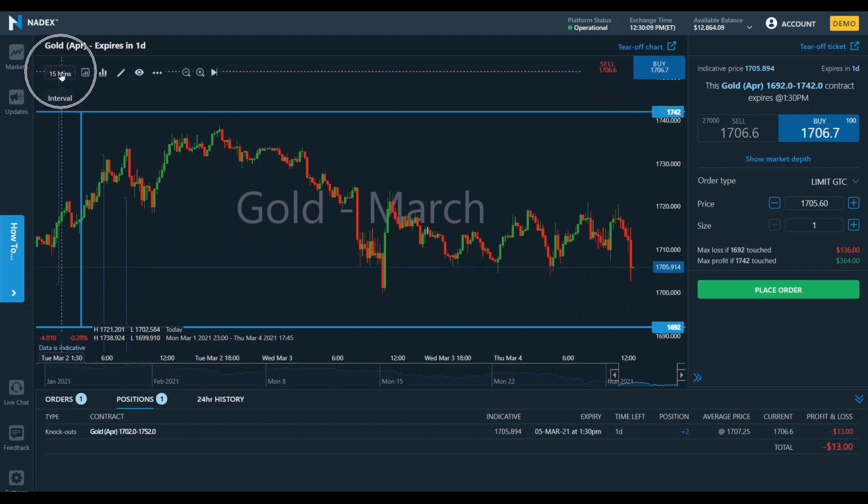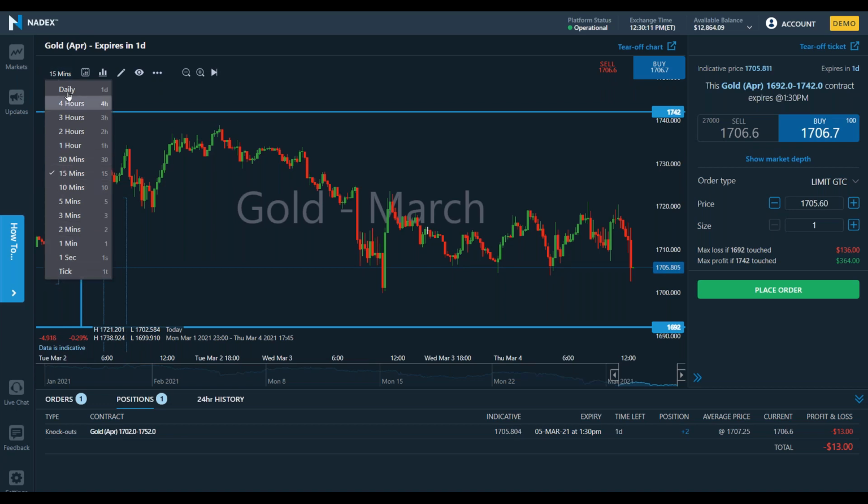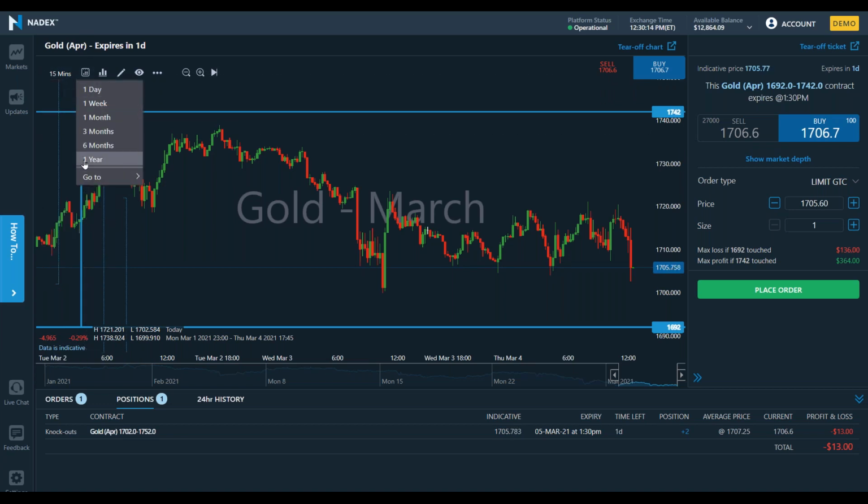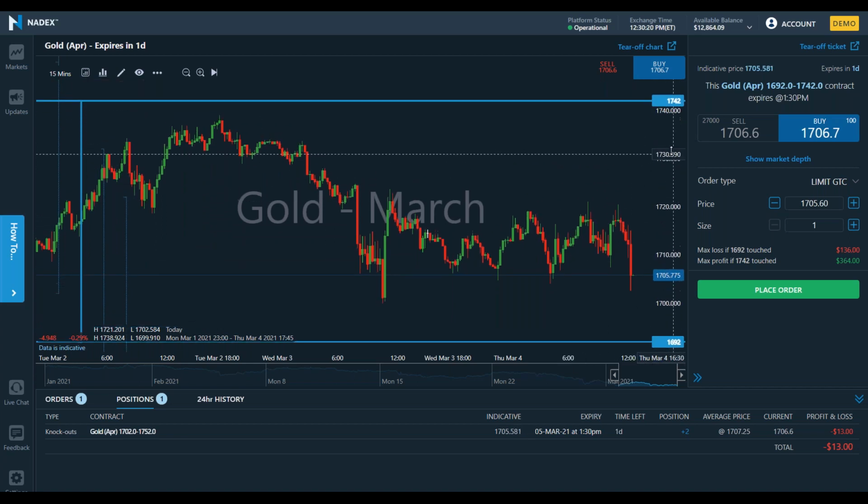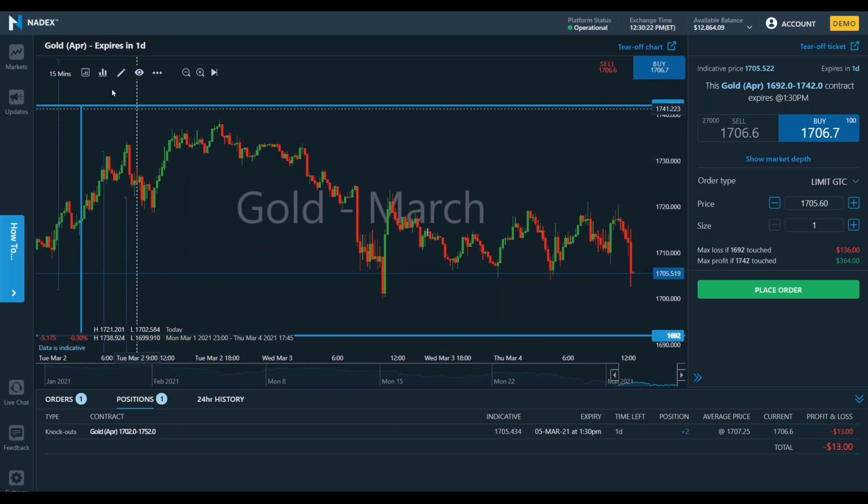Now, as I mentioned on our charts, you can choose the interval that you would like to have. You can choose how you want to see this, but remember, I can scroll in or out, and I can expand or contract my chart by clicking and dragging on those.